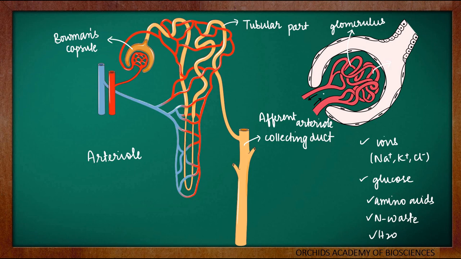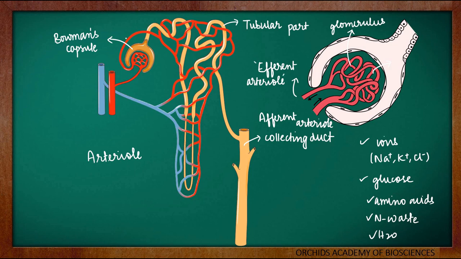And later this glomerulus will again join to form an arteriole, and the arteriole which is leaving the Bowman's capsule is called the efferent arteriole. So the afferent arteriole brings the blood, branches into smaller blood vessels through which the transport of substances happens from the glomerulus into the Bowman's capsule, and finally the glomerulus combines to form the efferent arteriole and it leaves the Bowman's capsule.